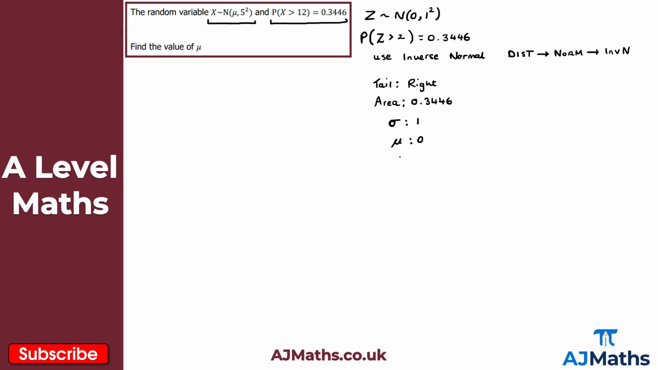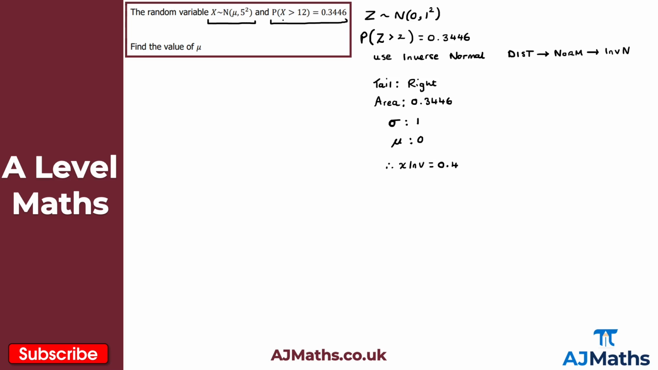What this gives me now is the inverse normal value. So I get x inverse here, and what I get then is 0.39994096. If we round this to a sensible degree of accuracy, what I get then is 0.4. So we get 0.4 there.